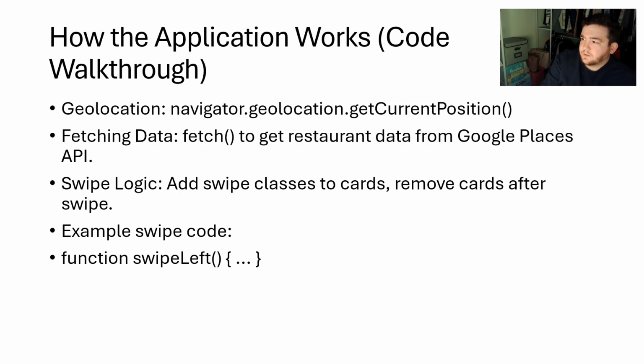So, a little bit of a code walkthrough. We'll go a little bit further in the future. It covers the geolocation navigation, which gets the current position, then fetching data, which fetches with the API and waits for the response. The swipe logic is with a swiper, but on web, it doesn't really work as a swipe. Those are the functions. It is called swipe left, even though it's not really a swipe.